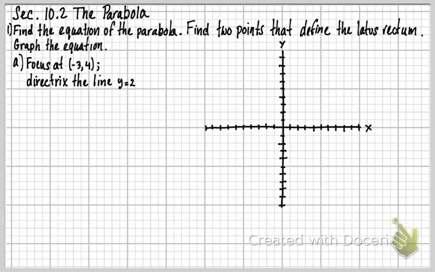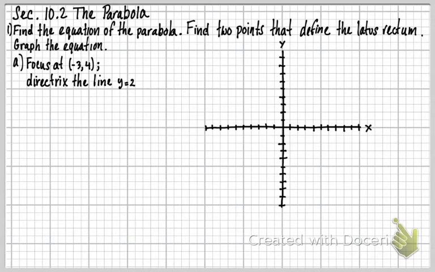So let's take a look at this problem. This says find the equation of the parabola, 2 points that define the latus rectum, and graph the equation. So it wants us to do the same 3 things we did with the previous problems. This one's a little different here, but what I'm going to do first is graph everything that I have, so I have an understanding of what I'm dealing with here.